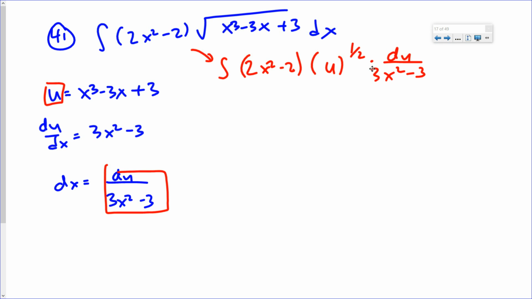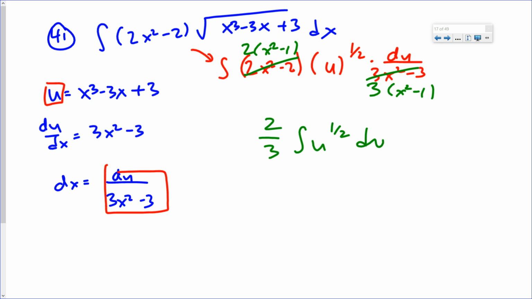How do you see that, though? Because you pull the 2 out. You can factor it out. Right. This is really 2 times x squared minus 1, and this is really 3 times x squared minus 1, right? So actually, they factor out. So I have a 2/3 u to the 1/2 du.